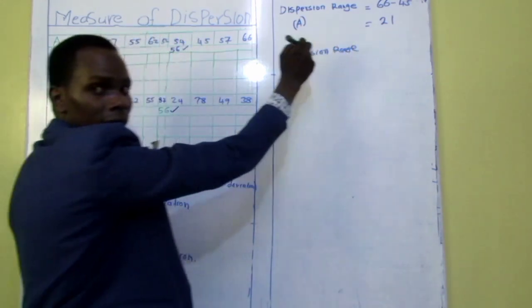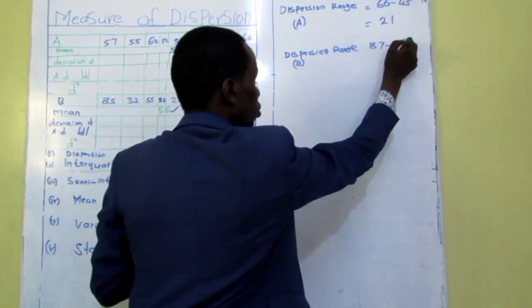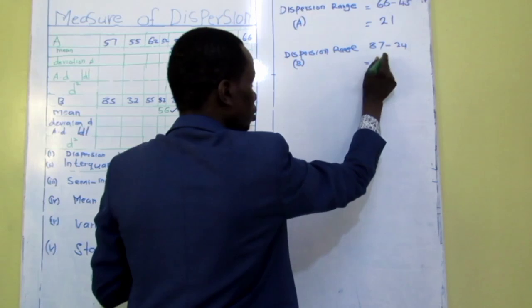Let us do that of B. What's the highest? 87. What's the lowest? 24. What is the dispersion range? 63.